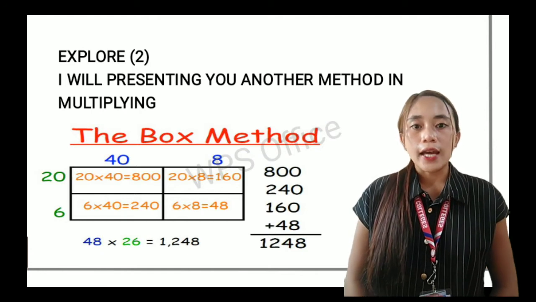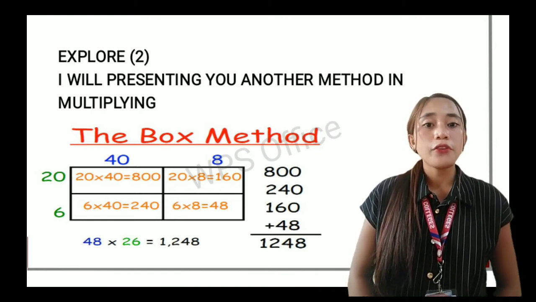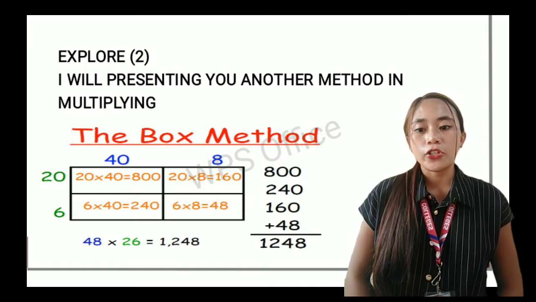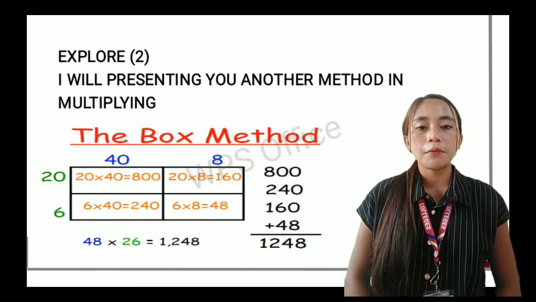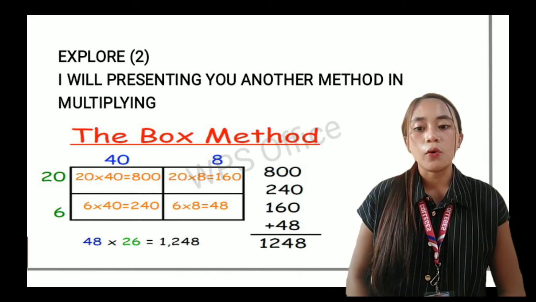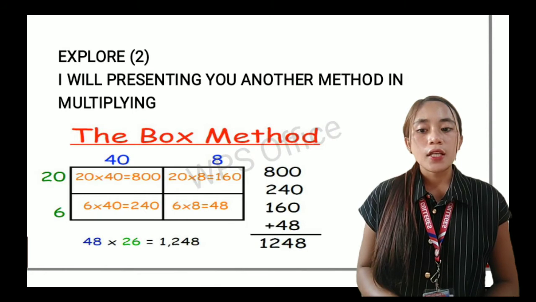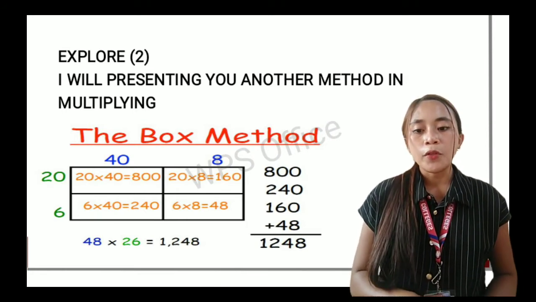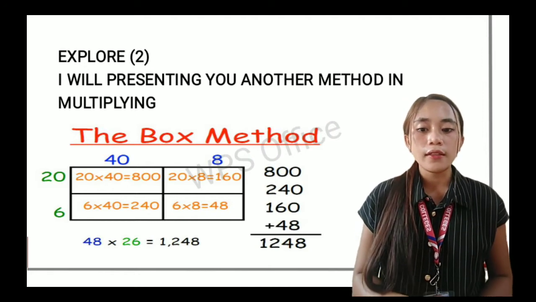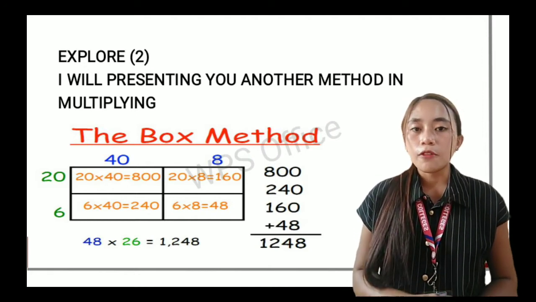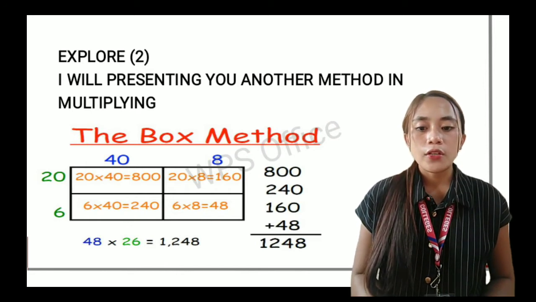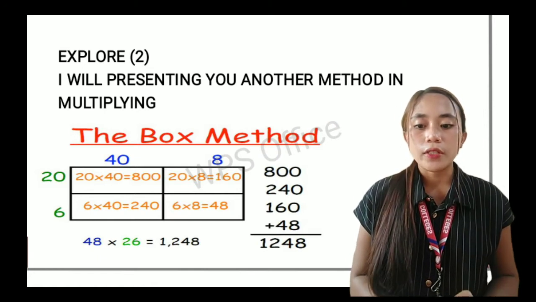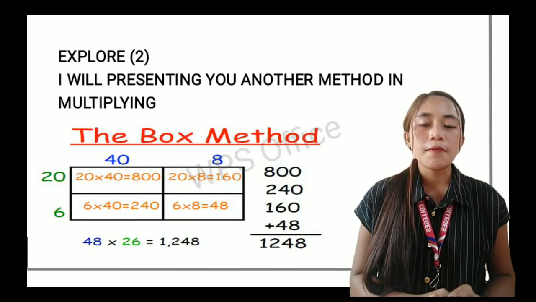This time, I will present another method of multiplying, and this method is the box method. In the box method, there are numbers outside the box: 20, 6, and 40, 8. First, 20 times 40 equals 800. And then 6 times 40 equals 240. Followed by the second box: 20 times 8 equals 160, and then 6 times 8 equals 48.